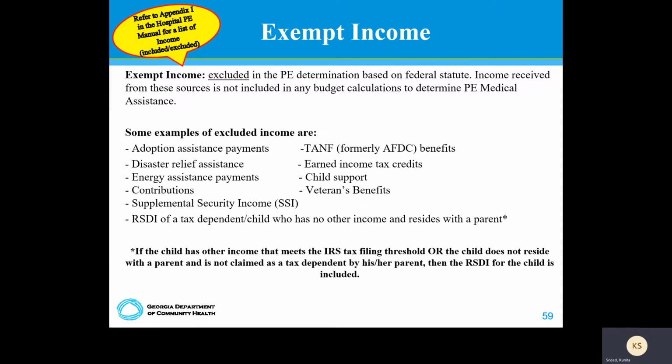Or if that particular child meets the IRS tax filer threshold, meaning that they receive income that is over the threshold amount for that particular year, and if they are, that means that they're required to file a tax return. So in those situations, you would include it. But otherwise, you would not include it. So if they live with their parent and they have no other income, it is excluded. If they meet the tax filer threshold, it is included. And then if they live with someone other than their parent and their parent is not claiming them as a tax dependent, it is included.